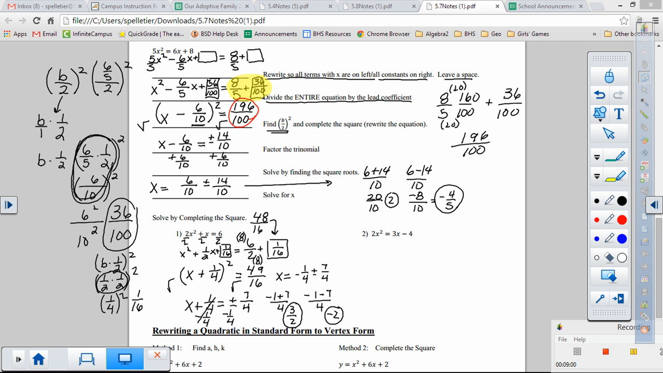All right, last problem. This one's going to have some nasty numbers in it. What's going to happen is we're going to end up with a negative root, and we're going to have to figure out how do you handle that negative root in your answer.